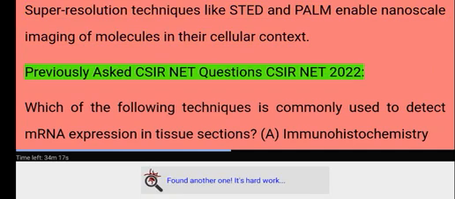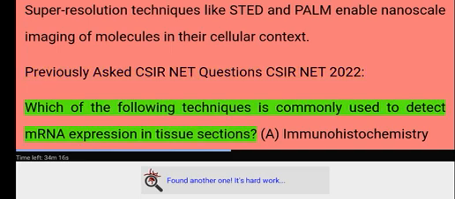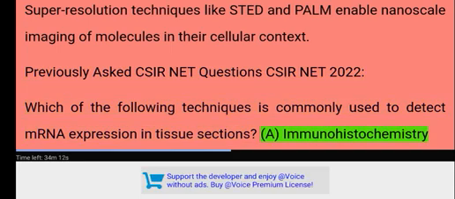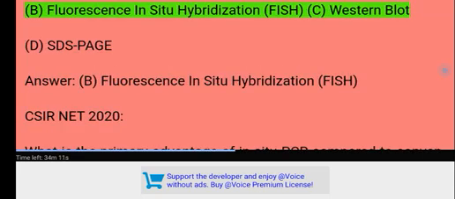Previously asked CSIR-NET question, CSIR-NET 2022. Which of the following techniques is commonly used to detect mRNA expression in tissue sections? A. Immunohistochemistry. B. Fluorescence in situ hybridization (FISH). C. Western blot. D. SDS-PAGE. Answer: B. Fluorescence in situ hybridization (FISH).